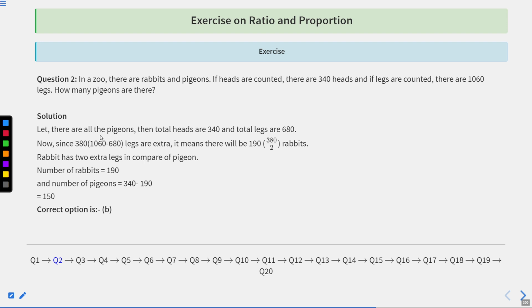So let there be all pigeons, then total heads are 340 and total legs are 680. Now, since 1060 minus 680, that is 380 legs are extra, it means there will be 380 upon 2, that is 190 rabbits, as a rabbit has 2 extra legs in comparison to a pigeon. So the number of rabbits is going to be 190, and the number of pigeons is going to be 340 minus 190, that is 150. So the correct option here is option B.